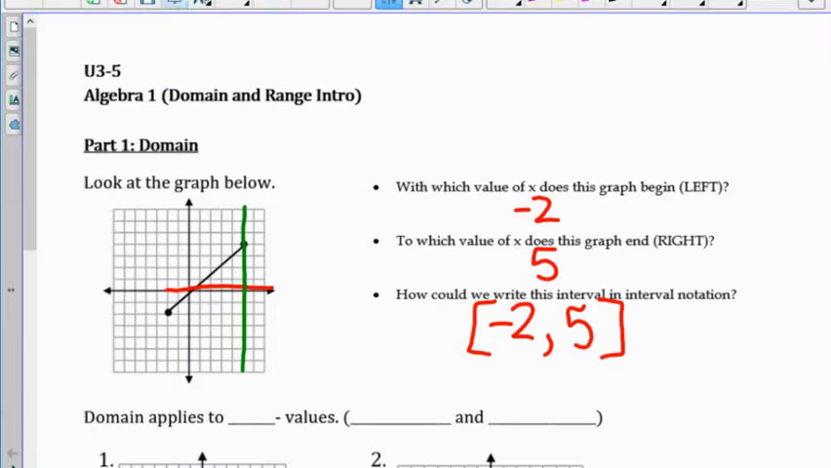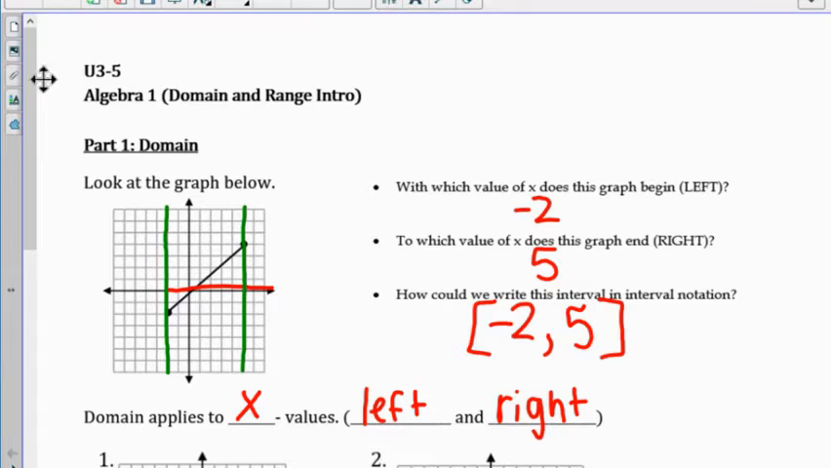All right, so domain applies to the x values. We would say left and right. So you're always starting on the left side and seeing where that starts. Let me add in a green line here real quick. That's what I like to do. I like to draw two lines to see what street or what kind of tunnel or pathway my graph is contained in.